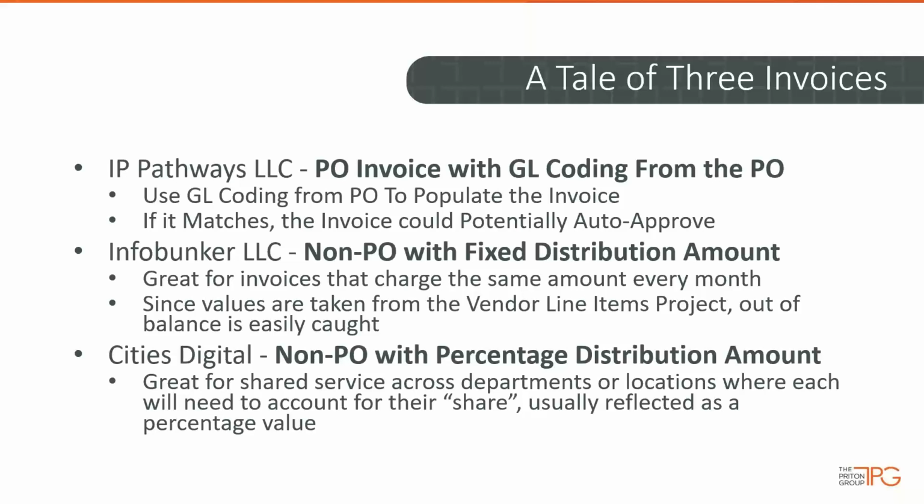And then the third is Cities Digital. Now that again is a non-PO invoice, but this time it's a percentage distribution invoice. So this is great for shared services across departments and locations where each department or location or account needs to take their share of the expense. And that's usually reflected, we found, as a percentage value. So Cities Digital will show how we're able to designate the percentages to account for that.